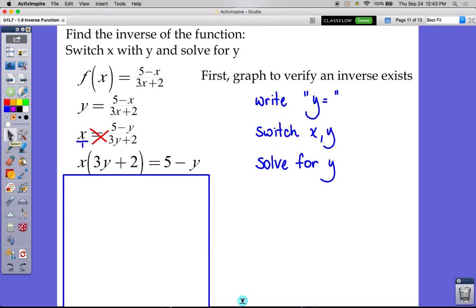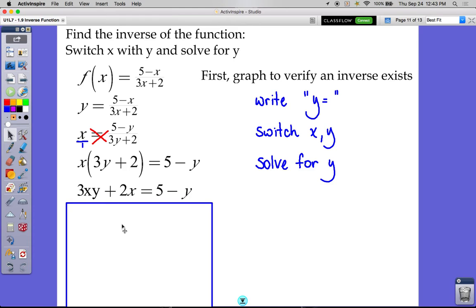Now, the next thing I have is I gotta try to get the y's together. But now this one has an x in front and a plus 2, so what I might want to do is this. What happened? Well, they took x and multiplied by 3y. They took x and multiplied by 2. That makes it 3xy plus 2x equals 5 minus y.